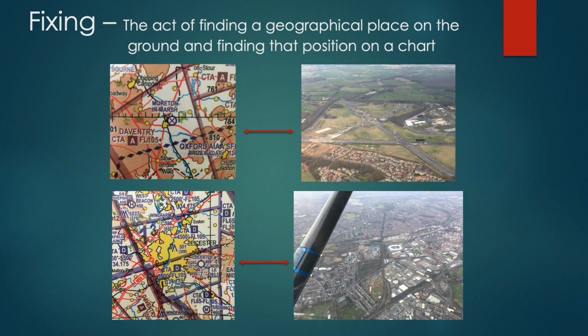So here's an example of fixing. It's the act of finding a geographical place on the ground and then finding that position on the chart. Okay, so you've got two examples here. One is Moreton in the Marsh, which is a disused airfield. So you'd see the disused airfield along your route, and then you could find that point on the chart. Again, on the bottom one, you've got the town of Leicester, and again, you could find that on the chart as well. Okay, so it enables you to update your timings, but also allows you to make sure that you're on your desired track. You haven't drifted left or right, which will stop you from getting lost. Okay, so we want to do this regularly on our route to maintain that situational awareness.